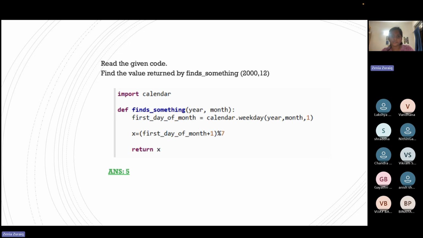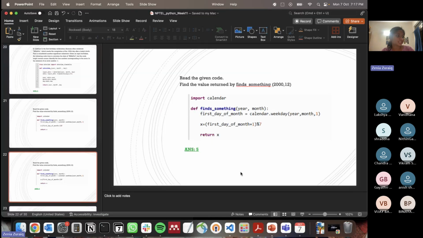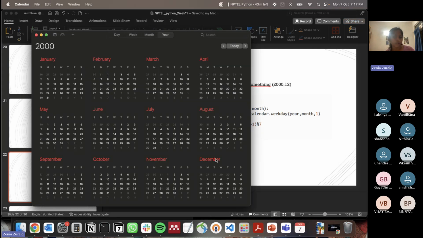So once again, this function just identifies what is the day of the first day of a certain month which we are giving, and it is giving you the answer not as a string like Monday, Tuesday, Wednesday. It's giving you the answer as a number, which is actually giving you starting with Monday as 1. So if Monday is 1, Friday is 5.